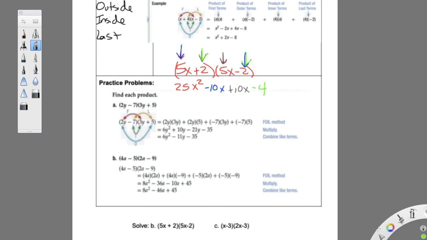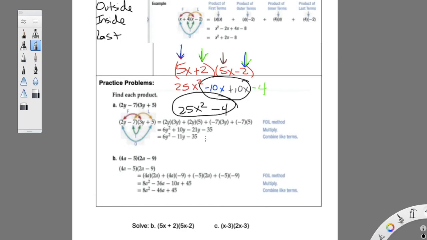So now we want to make sure we combine our like terms, and we have 2x squared, negative 10x plus 10x, just like it was on the last screen. They cancel out, so we just have negative 4. So we get our answer here.